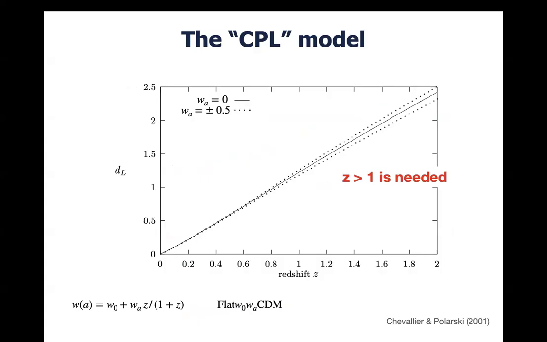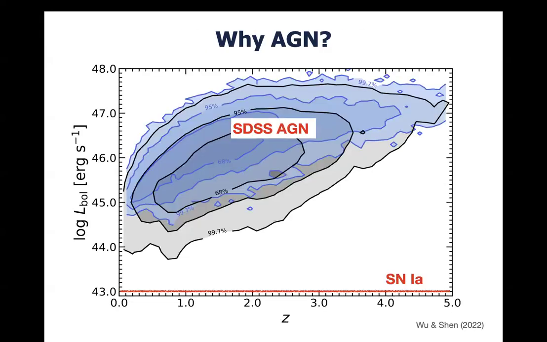So this is the CPL model. This is probably the simplest model that you can write down, letting the dark energy equation of state vary with redshift. It's just this kind of linear variation with the scale factor, or with redshift, using this equation. And really, you can only start to see the deviations at higher redshift, so redshift greater than 1 is needed. That was recognized even in 2001 in this paper, to really distinguish between these two different models.